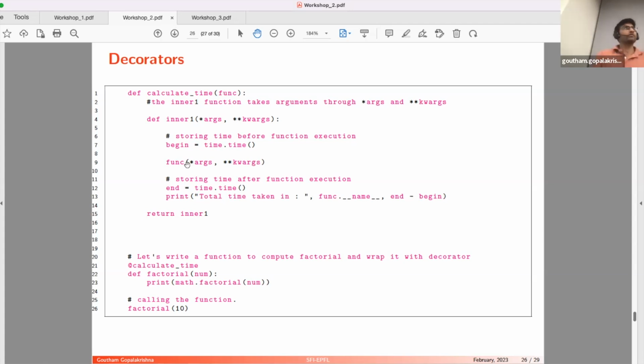Okay, any questions? That's right. It's more elegant and concise. So all you have to do is just write this one line, right? @calculate time, just before any function whose running time you want to compute.